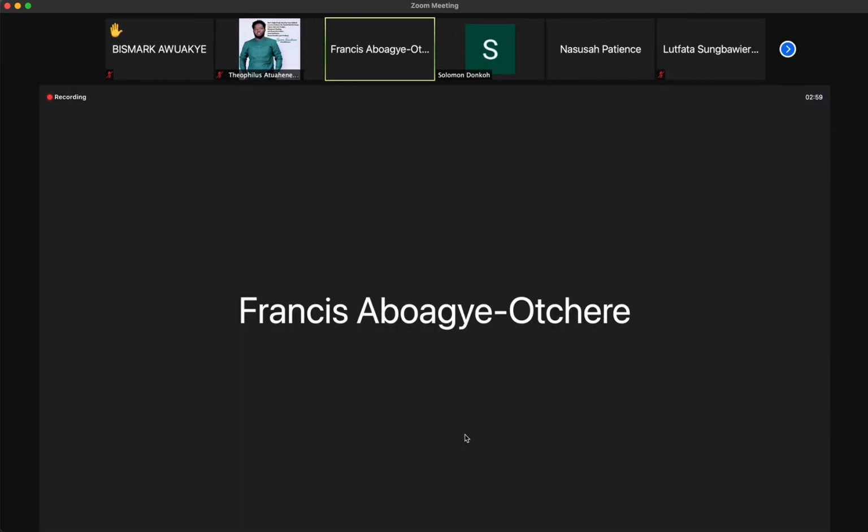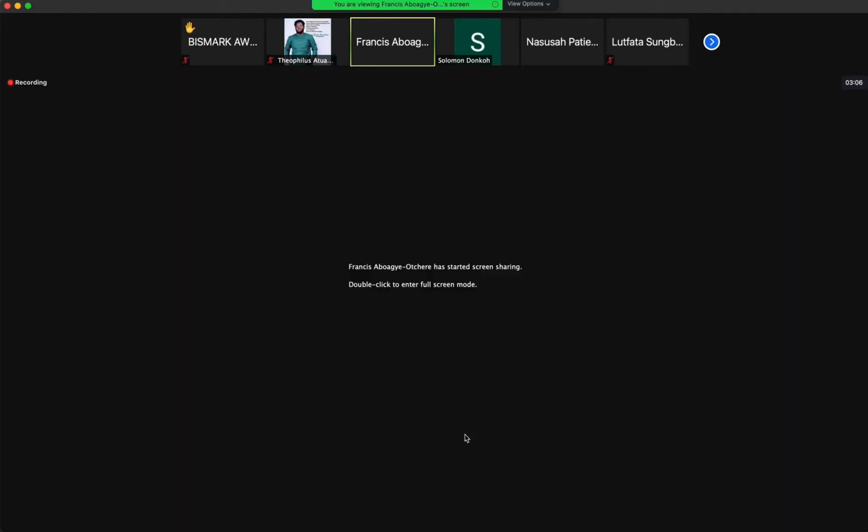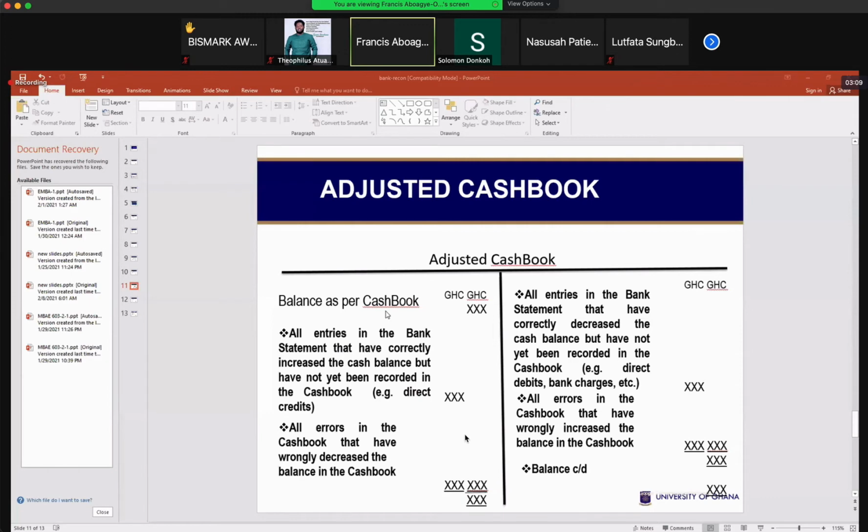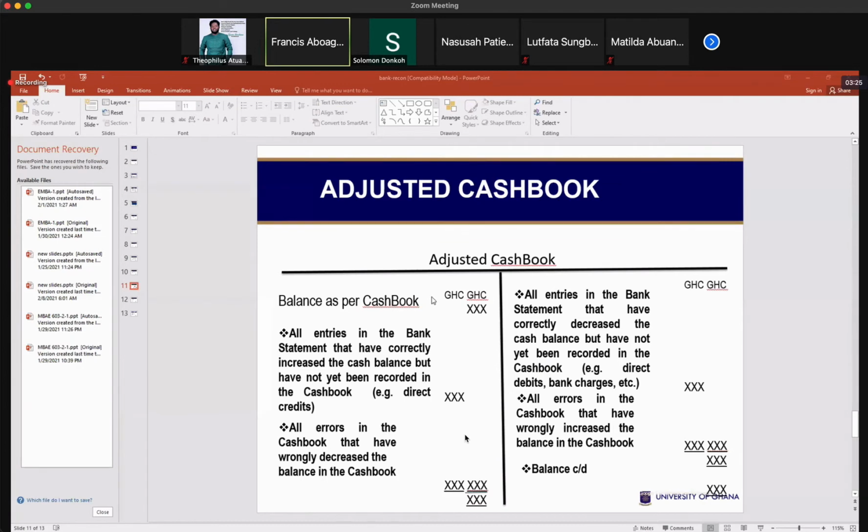So if we come back to what we're discussing, you see that we have balance as per the cash book. So this is the balance brought down. Okay, so it meant that at the previous page, in the cash book, the totals of the debits was more than the totals of the credits. And therefore, there was a balance carried down, which was inserted. And that balance carried down has been brought down here.